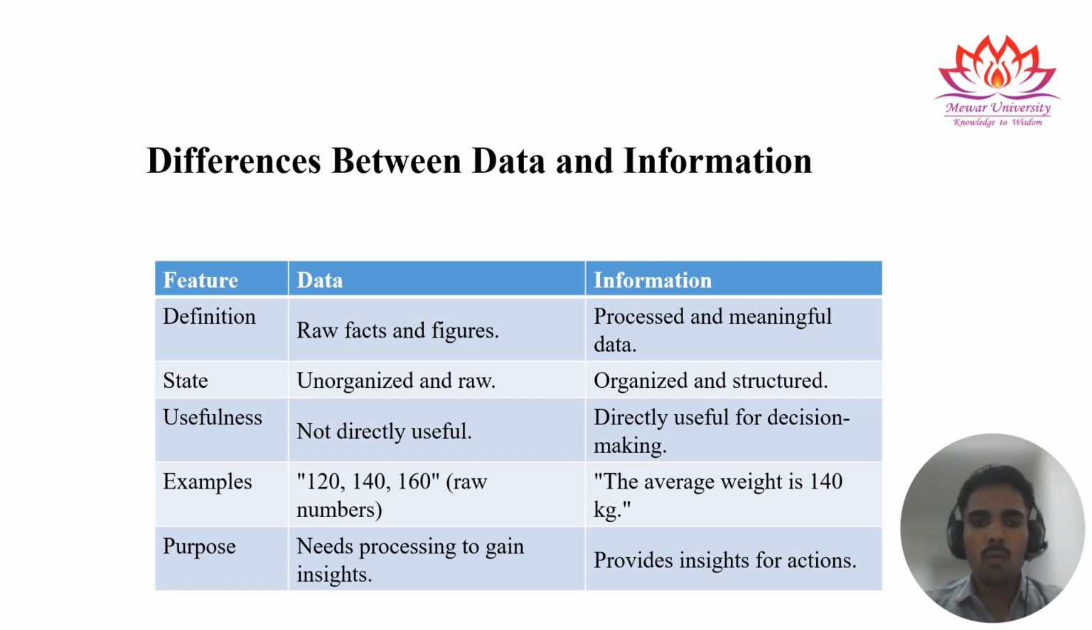Example: 120, 140, 160 are raw numbers. The average weight is 140 kg. So this is meaningful information. Purpose: data needs processing to gain insights. The purpose of information is to provide insight for actions.